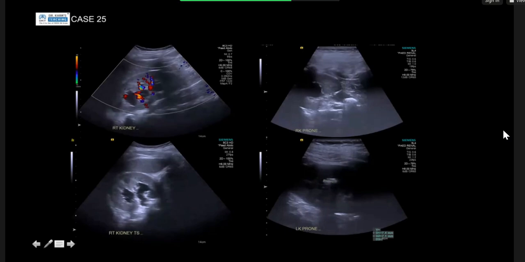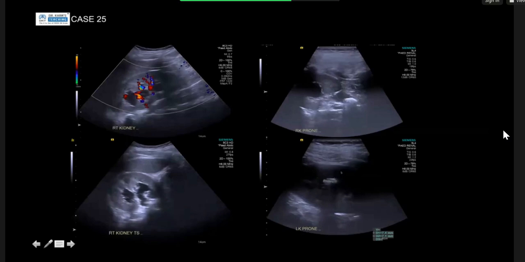So this is all the calyces on the right kidney, and then you can see that we've got here, this is the right kidney prone, and this is the proximal ureter, and there's evidence of calculus in the proximal ureter. And then this is the left kidney, which isn't dilated, just a terrible image. And here we've got two echogenic foci with posterior acoustic shadowing in keeping with calculi, again seen in the left kidney. So we've got bilateral renal calculi.